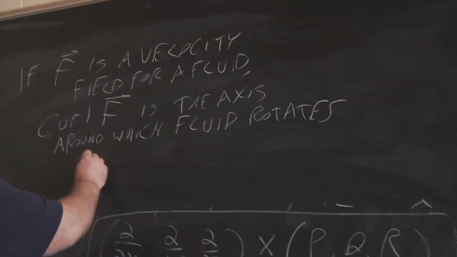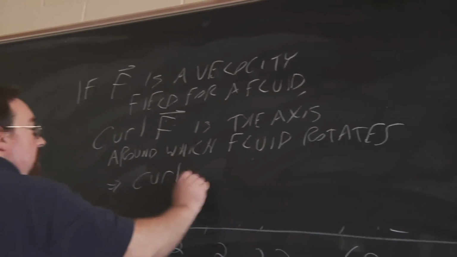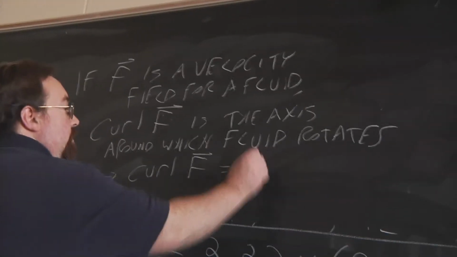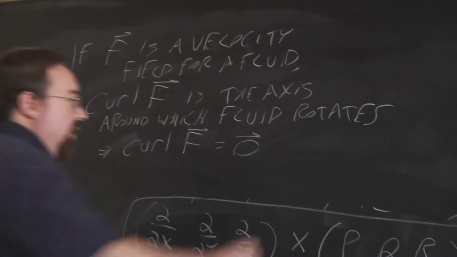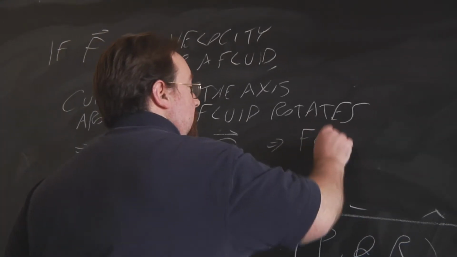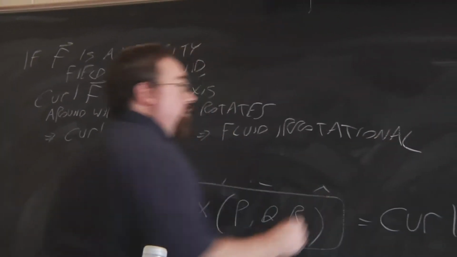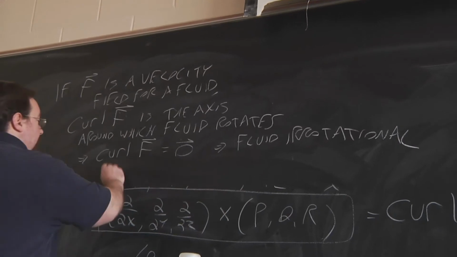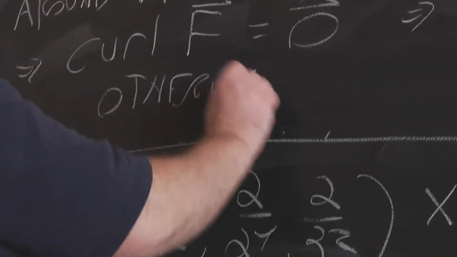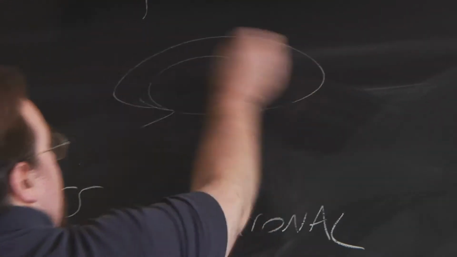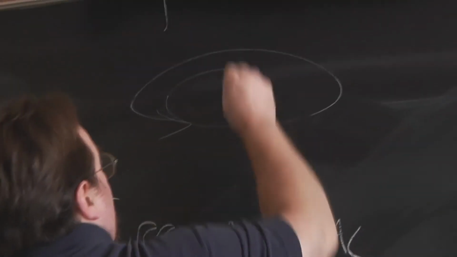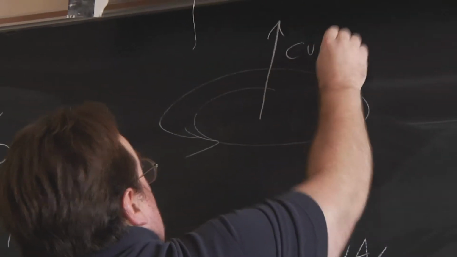So that means that if curl is equal to the 0 vector, it means that the fluid is irrotational. So there's no whirlpool, there's no vortex, nothing of that nature. Otherwise, not only does the direction tell us which axis the fluid is rotating about, say in a situation like this, if we have a whirlpool going on here, then the axis, the direction that's orthogonal to this whirlpool, that's curl F.